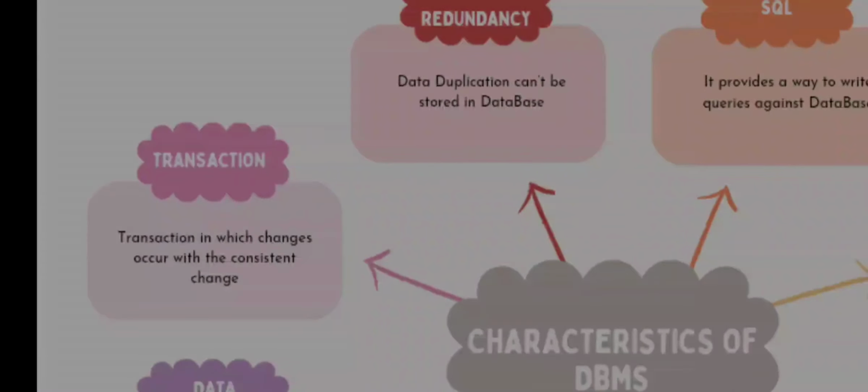The next is transaction. A transaction is one in which changes occur with consistent change. Transaction means there will be consistent changes, like your bank account. If you are crediting, debiting, or doing some process on your bank account or money transaction, there will be a consistent change in the table, which is known as a transaction table.